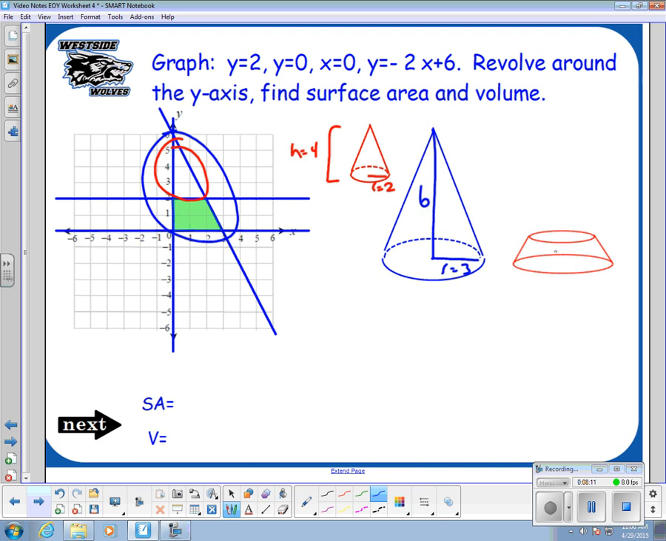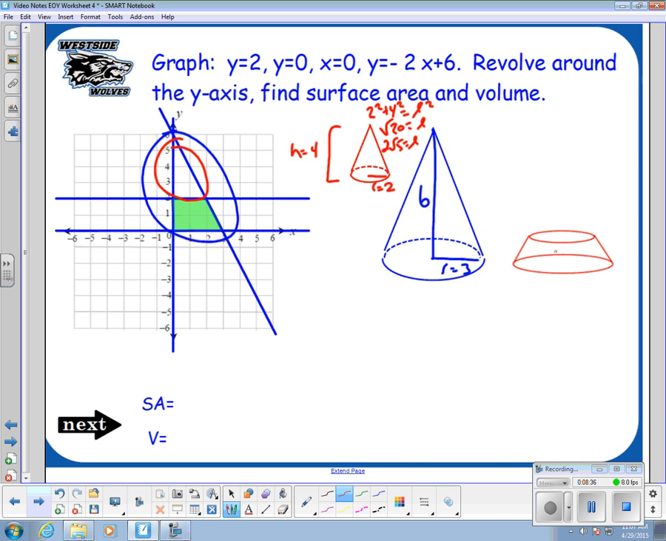Remember that in these figures, we're going to need our lateral area also, so we're going to need our slant height. So if I was to do my Pythagorean theorem here, this would be 2 squared plus 4 squared equals my slant height squared. So that's 20. So the square root of 20 is equal to L, which is going to be 2 square root of 5 is my slant height there.